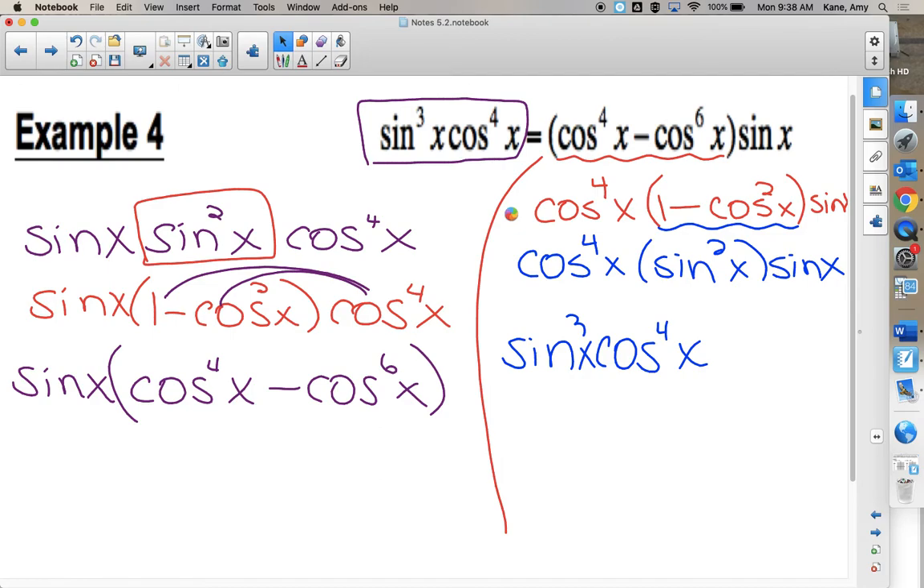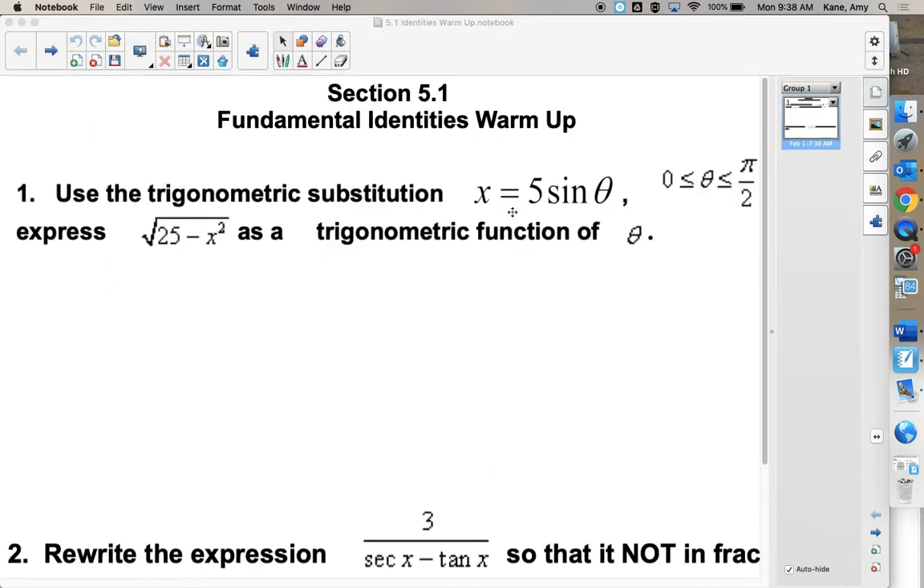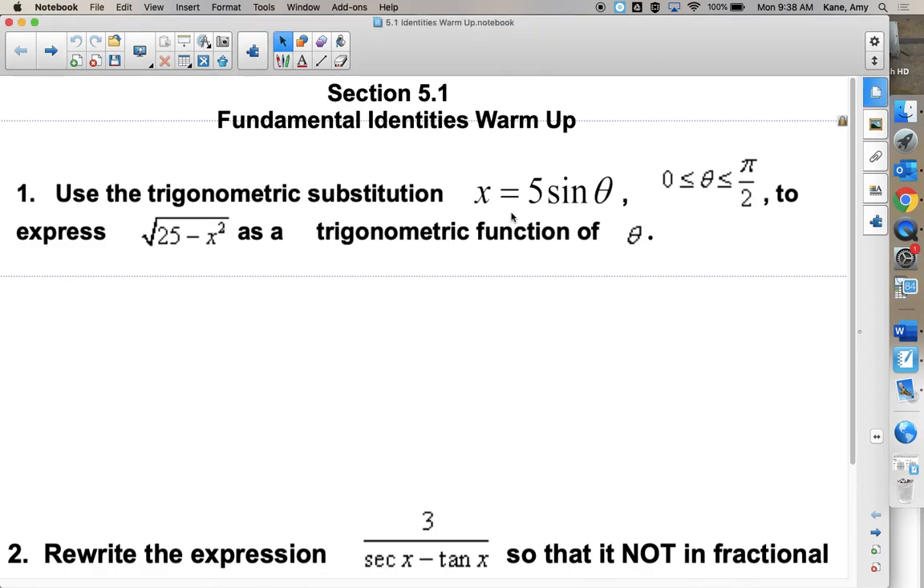So number 1 says to use trigonometric substitution, which works like algebraic substitution, where x is equal to 5 times the sine of theta, and then it gives you the fact that your angle is between 0 and pi over 2. That's just so that in the end, we don't worry about keeping a plus or minus there. It's just going to be a positive answer. So that information is given to let you know that the angle is in the first quadrant. All answers are positive in the first quadrant.